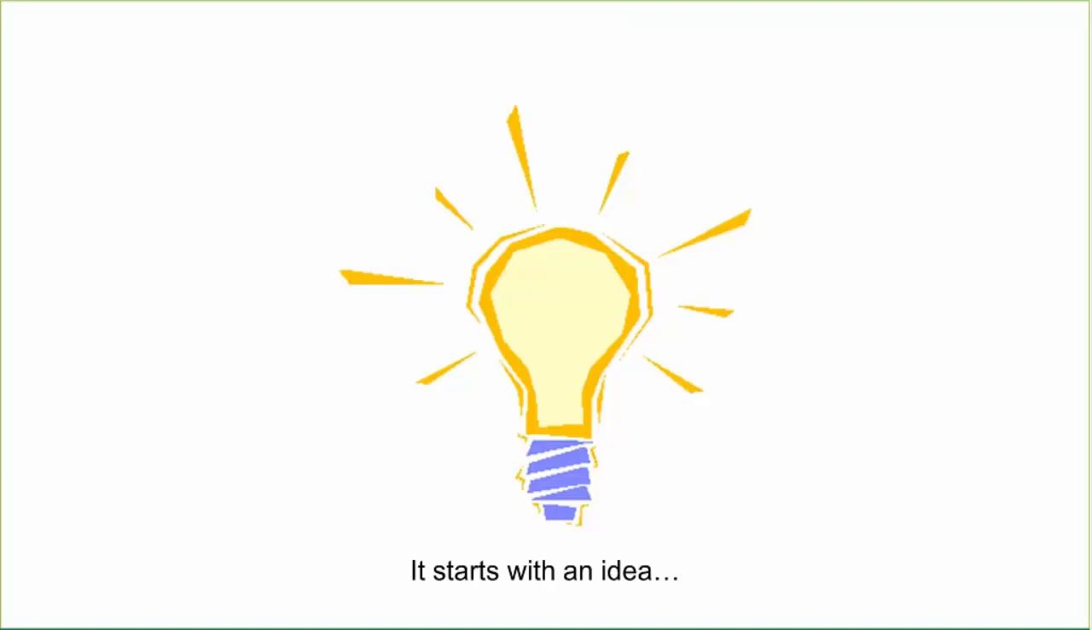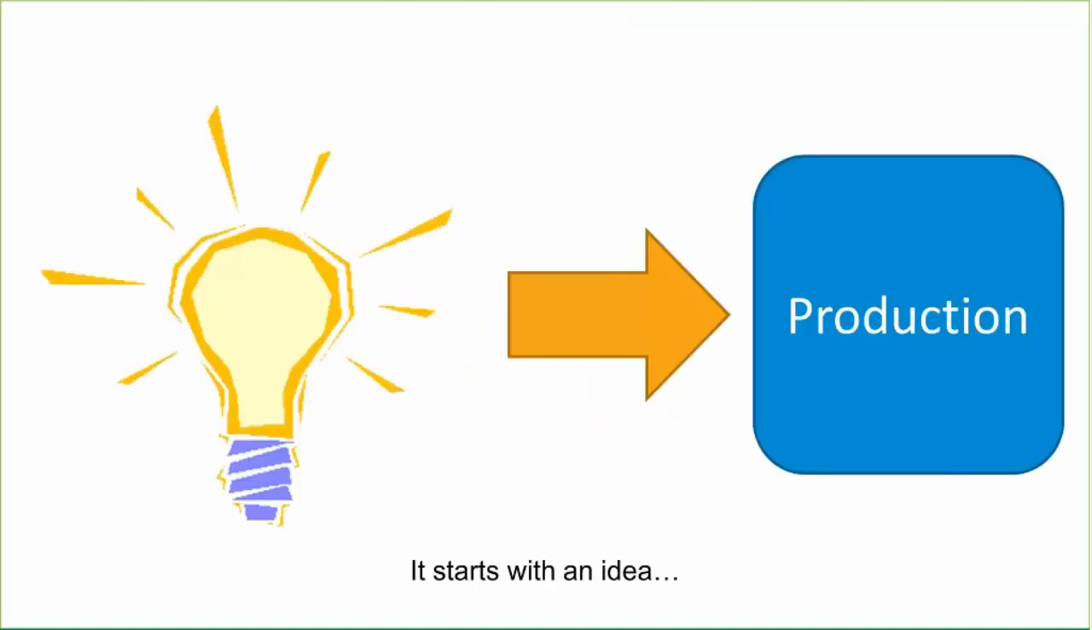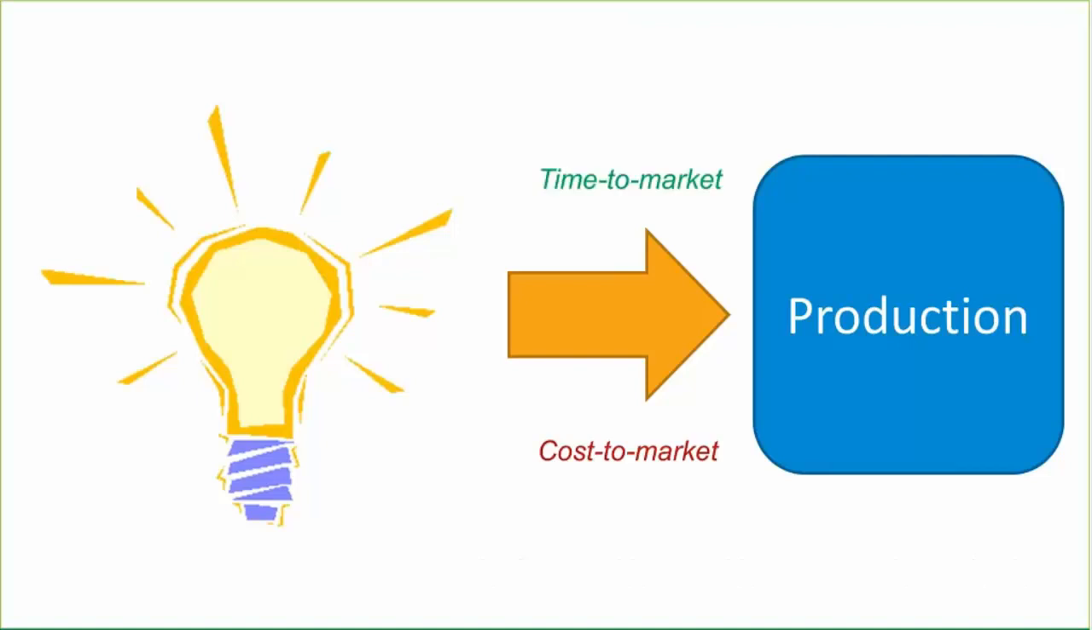And our objective as the IT organization is to take those ideas and turn them into working software that's running in production. And as an IT organization, 2 of the things that we're probably most concerned with is time to market and cost to market. How quickly can we turn those ideas into working software in production, and how much is it going to cost us?